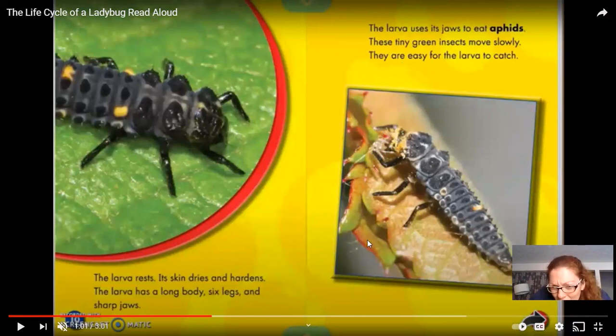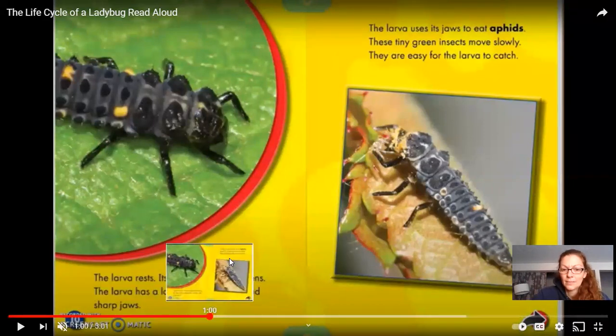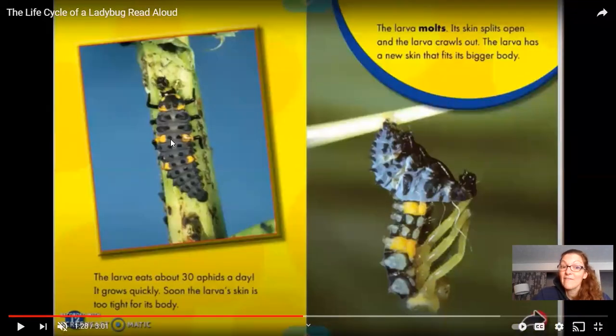All right. I'm trying to see. I don't even see an aphid. I wonder if that's what it's squished. All right, let's keep reading. Let's see. All right, here's the larva. The larva eats about 30 aphids a day. That's 30 little bugs a day. It grows quickly. Soon, the larva's skin is too tight for its body.